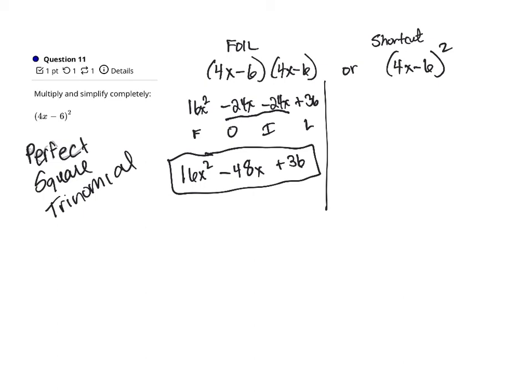Now, when we go back to, in a couple of problems, I think number 13, we start to factor, so we'll take this 16x squared minus 48x plus 36 and make it look like the 4x minus 6 quantity squared.